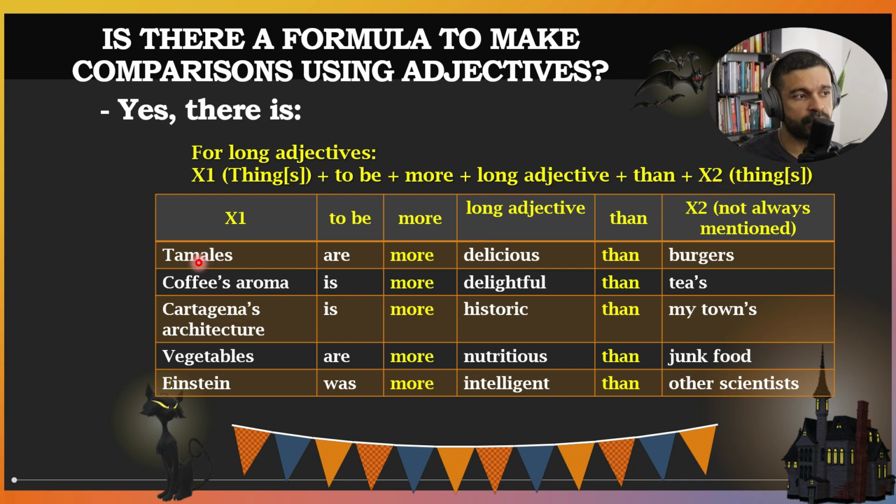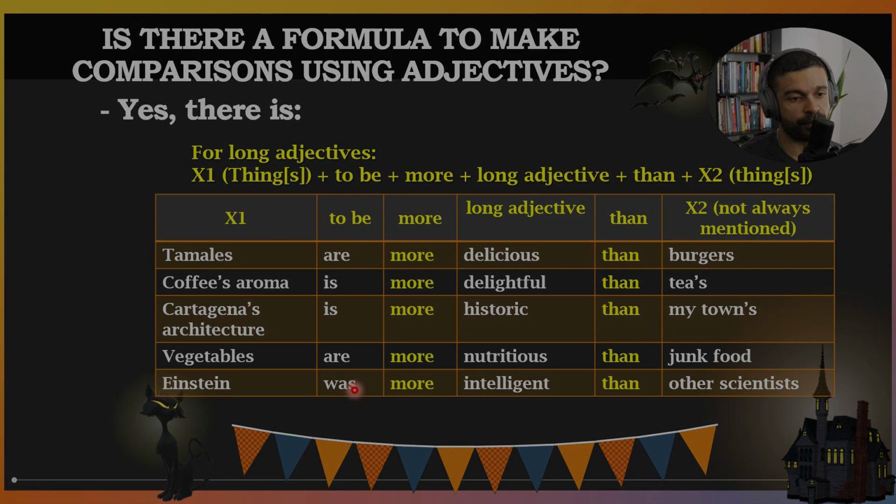Some examples are: tamales are more delicious than burgers. Coffee's aroma is more delightful than teas. Cartagena's architecture is more historic than my town's. Vegetables are more nutritious than junk food. Einstein was more intelligent than other scientists. Remember, the verb to be has different conjugations, and here are some of them.